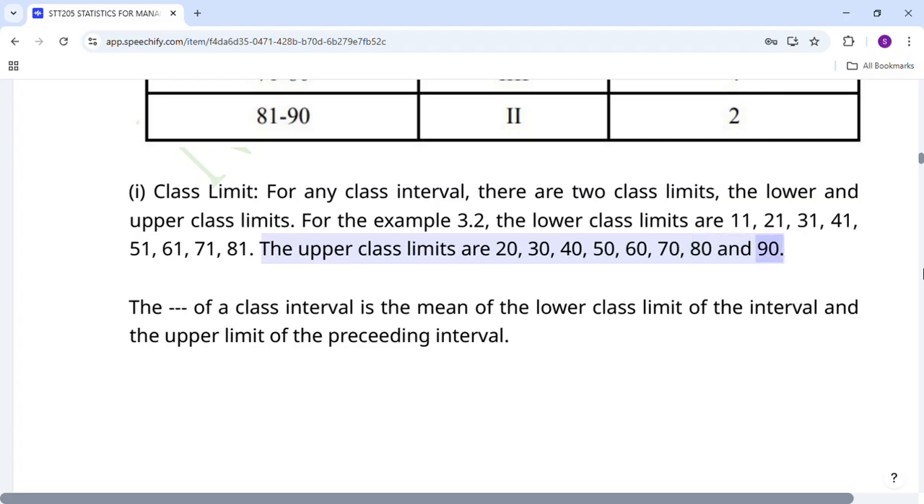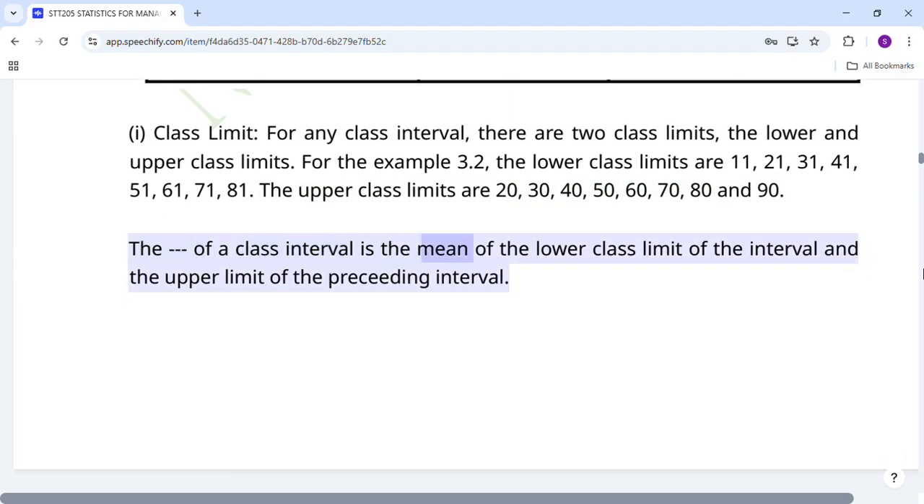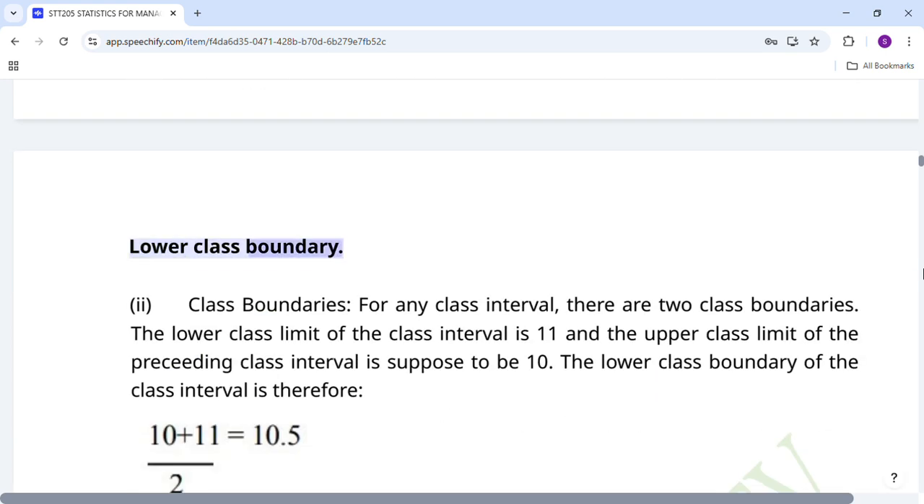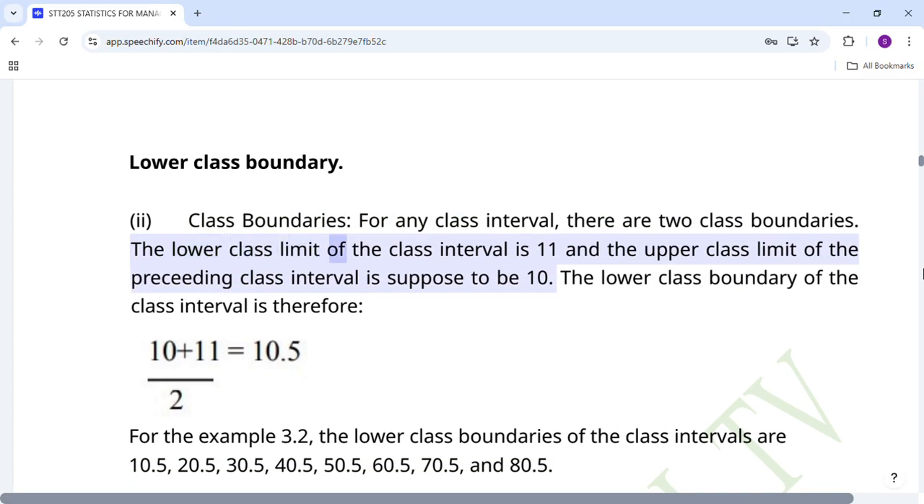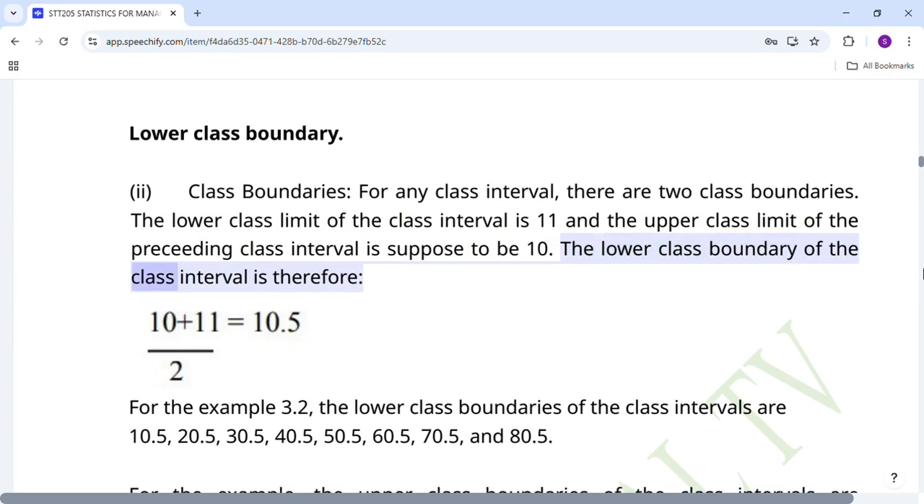The lower class boundary of a class interval is the mean of the lower class limit of the interval and the upper limit of the preceding interval. Two, class boundaries. For any class interval, there are two class boundaries. The lower class limit of the class interval is 11 and the upper class limit of the preceding class interval is 10. The lower class boundary of the class interval is therefore 10.5.